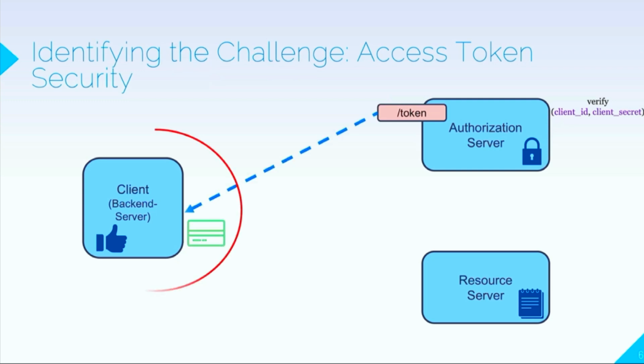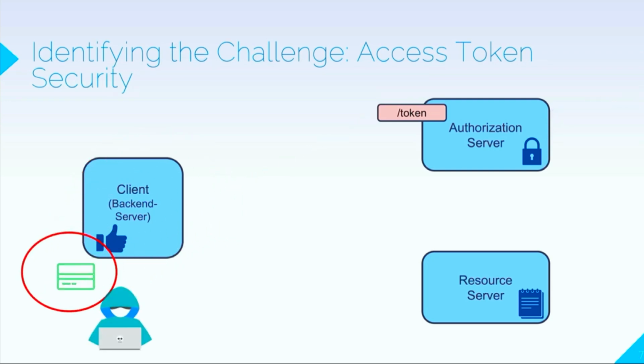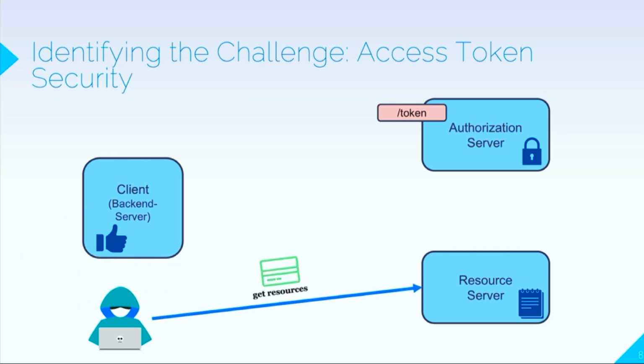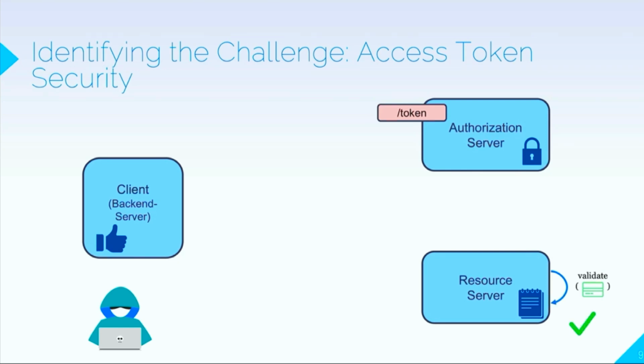But what happens if the access token is intercepted or ends up in the wrong hands? An attacker could then use the access token to impersonate the client and send requests to the resource server. The resource server would validate the token, confirm it's valid, and send back the requested resources, effectively enabling the attacker. This scenario is technically correct because the token is valid, but it is definitely not what we want.